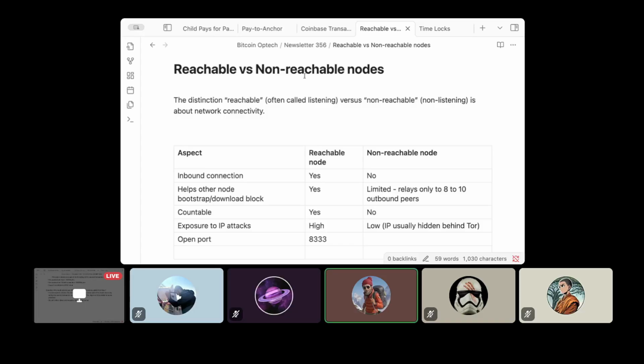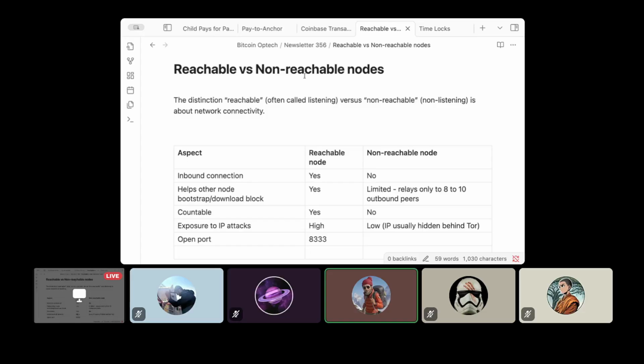So non-reachable nodes typically don't help you in performing IBDs or in bootstrapping the blockchain. It is only the reachable nodes that help in bootstrapping the blockchain. Also, the issue with non-reachable nodes is that they are not typically countable. You don't know how many nodes actually exist. So whatever estimates we get saying there are so many nodes running worldwide all fall into the reachable node category, and only the reachable nodes are countable. Typically, non-reachable nodes stay behind a Tor address or an onion address. So there is no way for any node to publicly or statistically estimate how many non-reachable nodes there are.